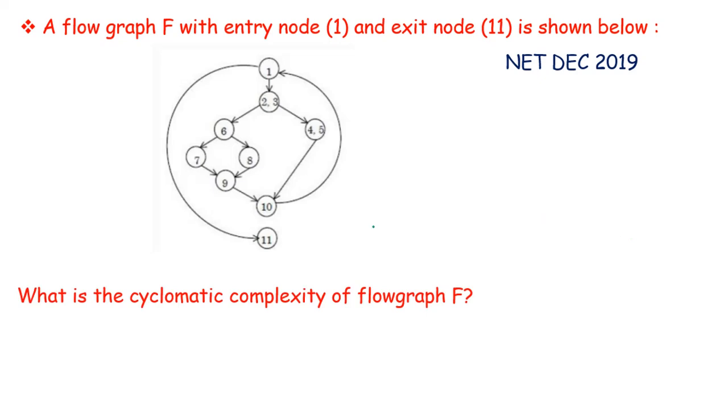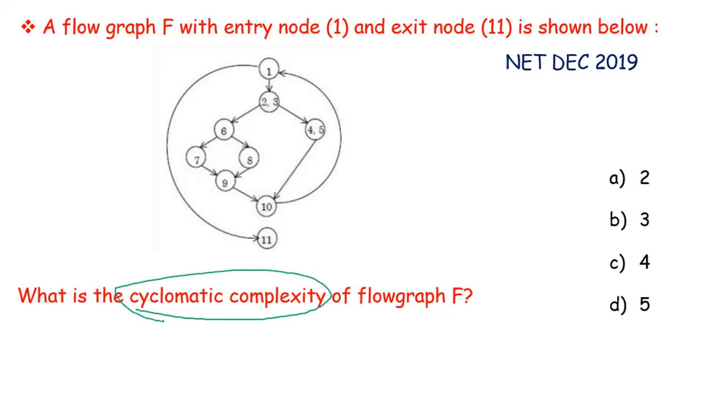Next question in this series is, this is very important question. What is the cyclomatic complexity of flow graph F? Now we have three formulas to compute cyclomatic complexity. First formula is number of regions corresponds to cyclomatic complexity. Now we have already computed number of regions, it is 4. So cyclomatic complexity is 4.